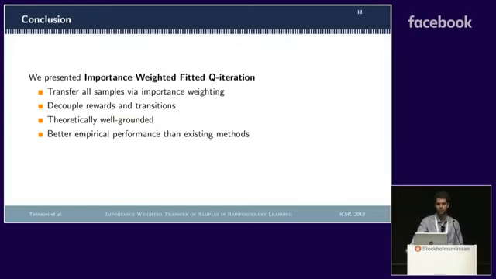So to conclude, what we did here was to present importance-weighted fitted Q-iteration. That's a new approach for transferring all samples we are given and using importance weighting to correct for the distribution shift introduced by the transfer. We said one of the main properties here is that we are able to decouple rewards and transitions. We believe this is very important in practice if we want to maximize the amount of information that is transferred. Finally, we both theoretically and empirically analyzed our approach, showing its benefits over existing methods.